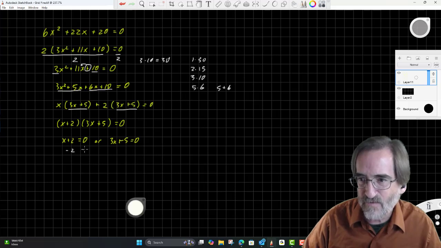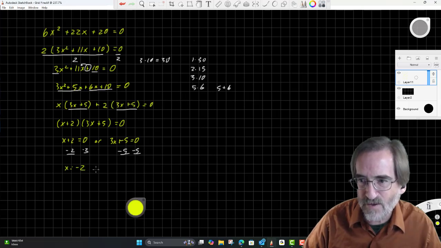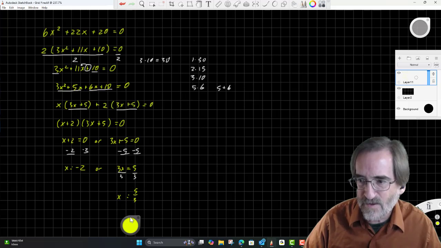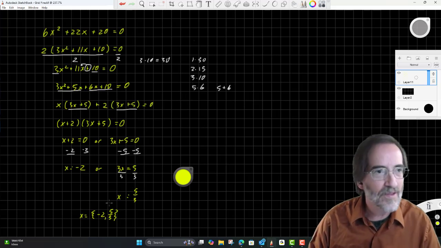So I'm going to subtract 2 from both sides. I'm going to subtract 5 from both sides. Going to do both at once since I've got them up here. x equals negative 2, or 3x equals negative 5. I can divide both sides of this one by 3. And so x equals 5/3, or 1 2/3. So the solution set: x equals negative 2, or 5/3. Okay. All right, and that's about as hard as they get.